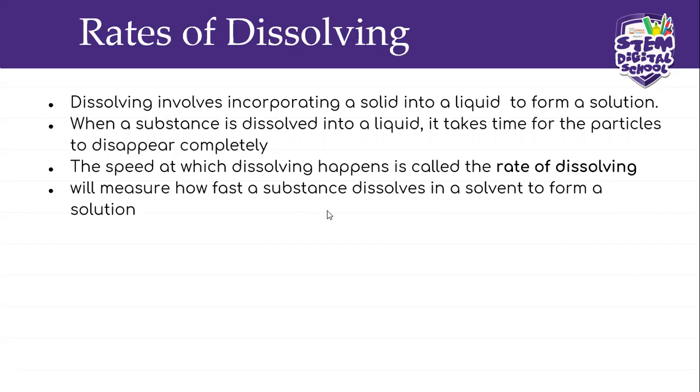So we can also just refer back to the example we made about our teaspoon of sugar and water. If we were to measure the rate of dissolving, we would be measuring how fast the sugar dissolves in the water. All right, so that is basically what this fourth bullet is explaining.